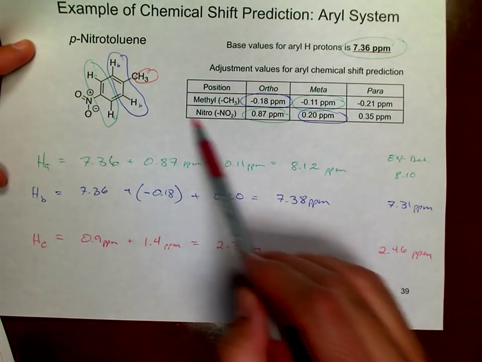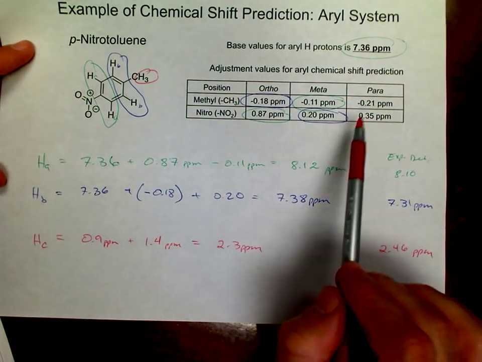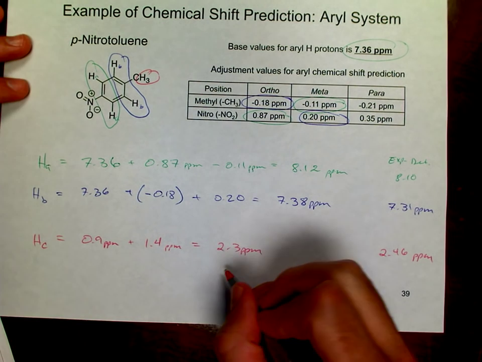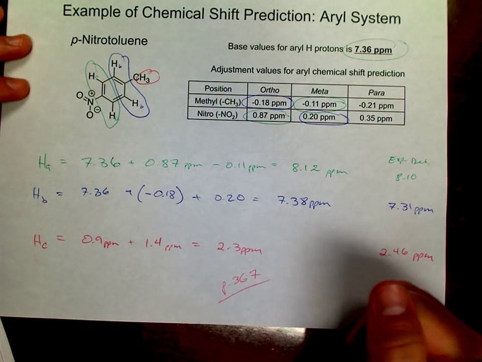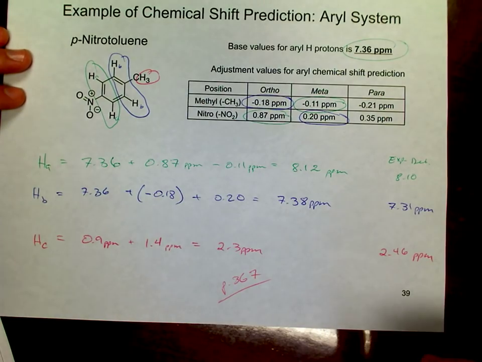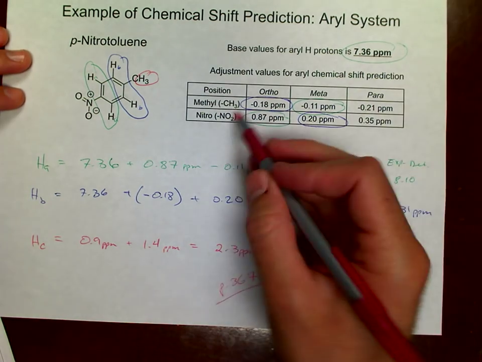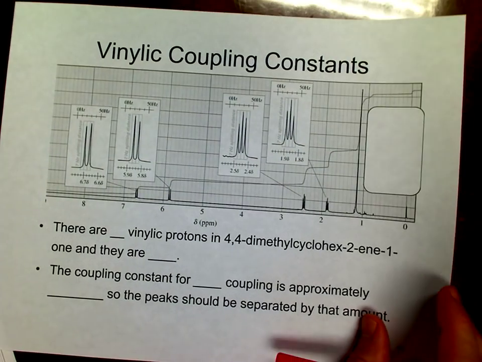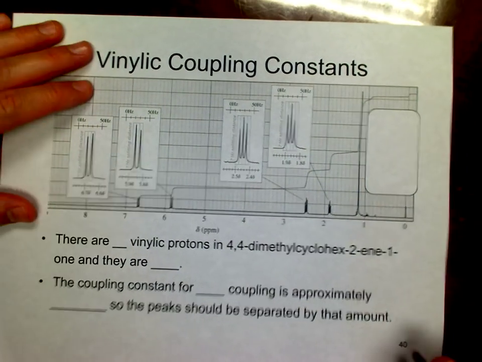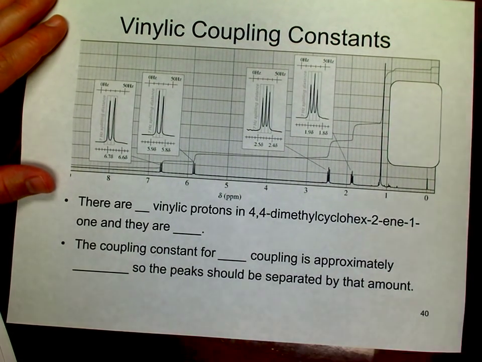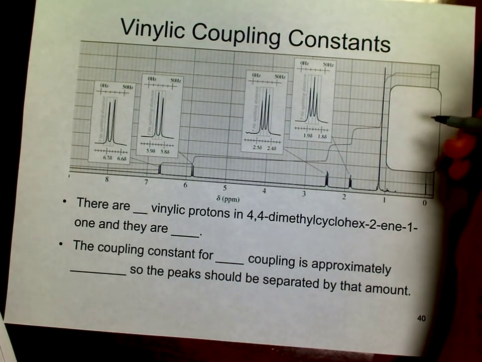That's slide 39. By the way, on the test, I will give you this information because the charts for these types of things, if you refer to page 367 in your book, you'll see that there's just a ton of values. So anything like this, I will provide you with this data on the test. Okay. So vinylic coupling, so page 40 here. I will get through 41 and then I'll stop this video.